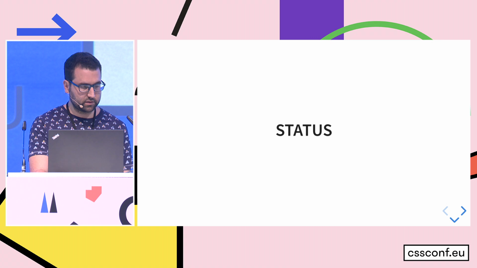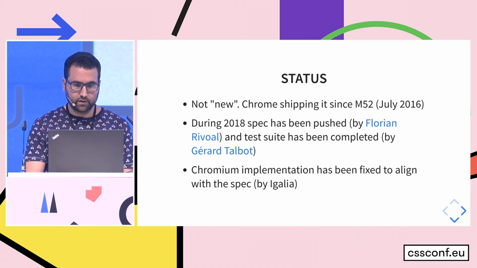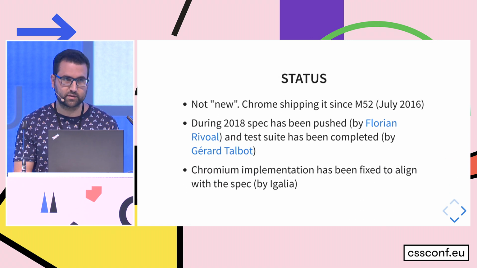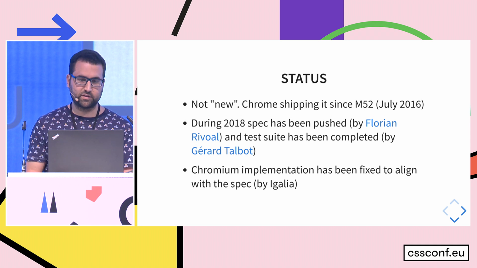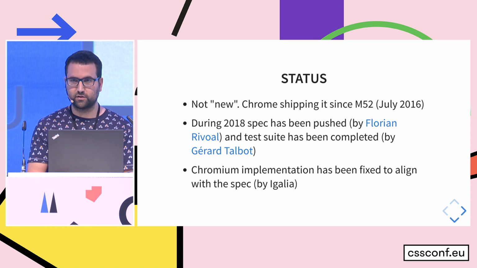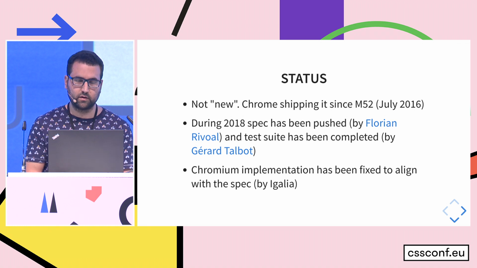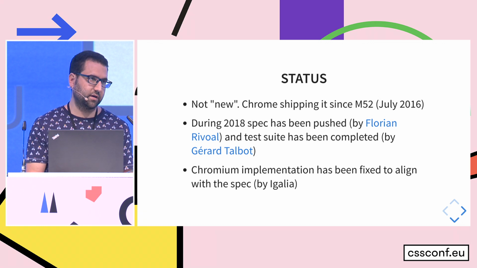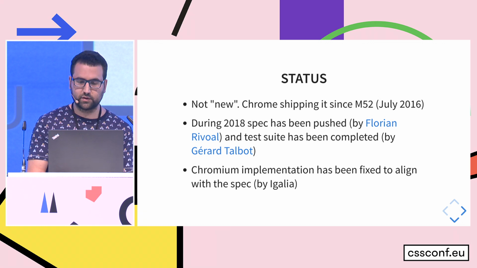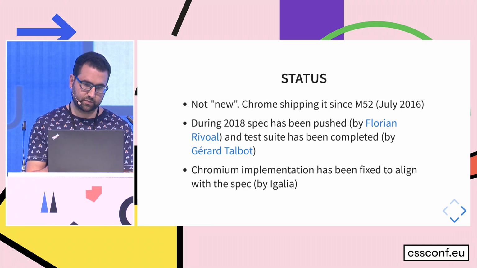So let's check the status of things. This is not a new spec. Maybe it's the first time you heard about it, but it has been shipping for 3 years already in Chromium, so it's not a new spec at all. And Google has been using it in their products, like YouTube or Gmail, even in the Chrome DevTools, things like that. But during the past year, there has been quite a lot of work in the spec. Florian Rivoal, one of the spec editors, has been working quite a lot and pushing the spec to candidate recommendation.